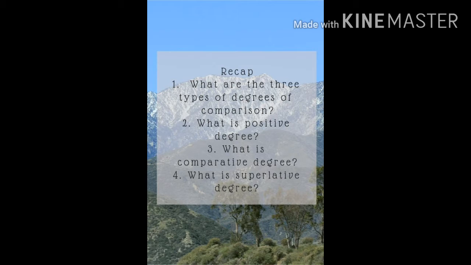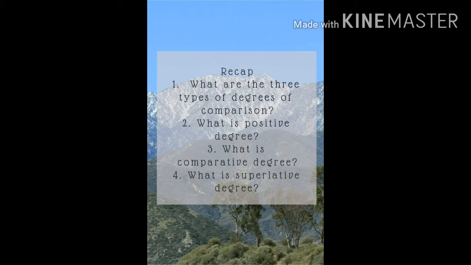Okay, what is comparative degree? Comparative degree means comparing two persons or objects. In comparative degree, you are going to add er to the given adjective. Next one, superlative degree. What is superlative degree? Yes, good. Superlative degree means 3 or more persons or objects are compared. In superlative degree, we are going to use the article also.